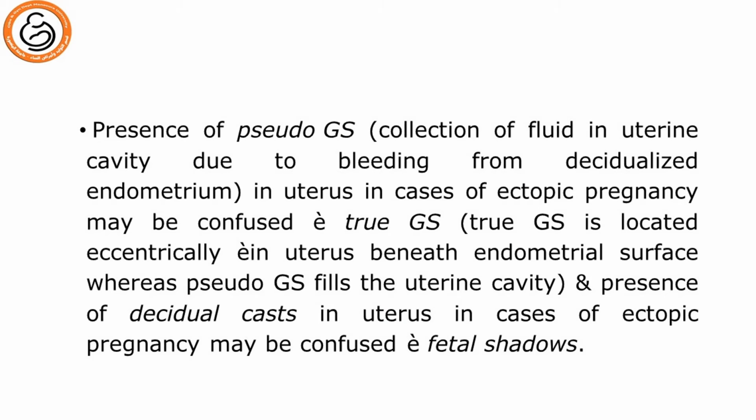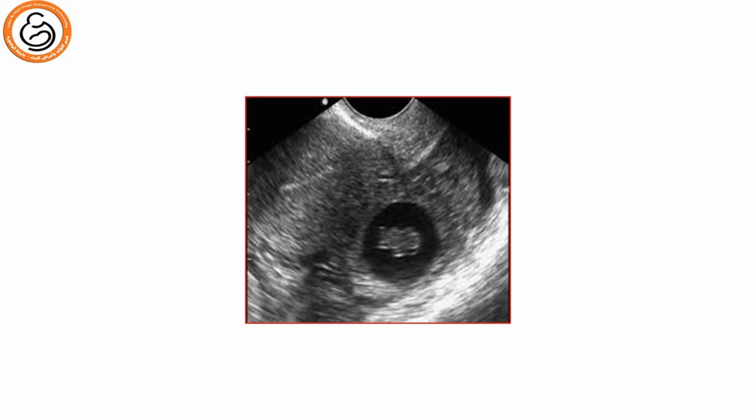Sometimes we notice what's called pseudo-gestational sac, where there is collection of fluid into the uterine cavity due to bleeding from decidualized endometrium in the uterus. To differentiate it from the true gestational sac, the true gestational sac is usually located eccentrically, not in the center of the uterine cavity, and usually beneath the endometrial surface. Presence of decidual cast, which is a white ring around the gestational sac, is usually present in the true uterine pregnancy and not with the ectopic cases.